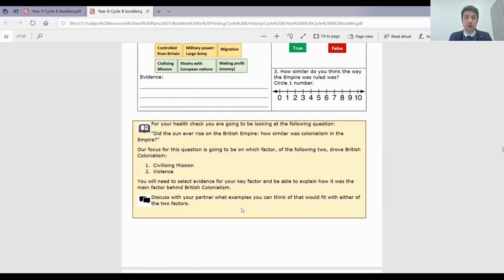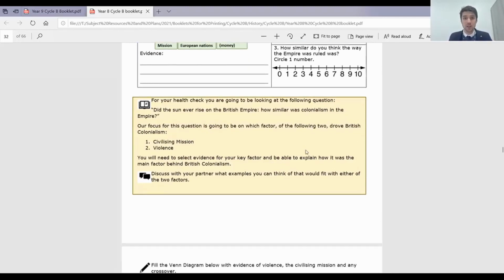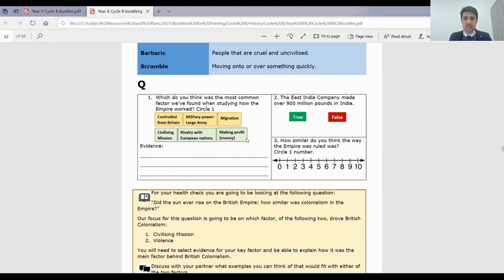Now you'll see there that we are going to do our health check in this lesson as promised. And our question is really, how similar was colonialism in the empire? Now we've said there, we want you to focus your answer on the civilizing mission or violence, but actually I think that's quite narrow, year 8. And I'm actually going to show you how you can broaden that out and talk about any of the 6 things that we've highlighted here.